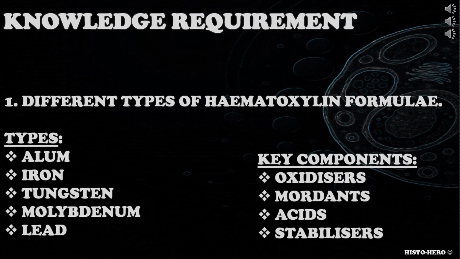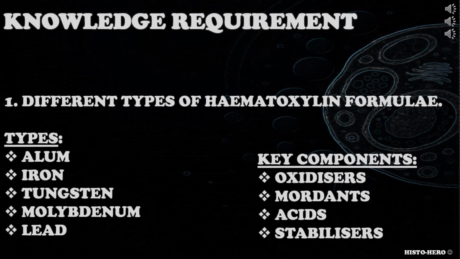The first knowledge requirement is different types of haematoxylin formulae. Candidate needs to have the knowledge and understanding about various haematoxylin formulae. You could ask the candidate to name different types of haematoxylin formulae, to give examples for each, to explain how the formulae differ and when would they use each one of them, to state what staining methodology they are used in, to name key components of haematoxylin formulae.